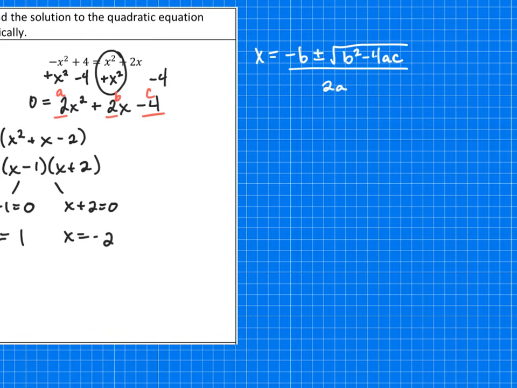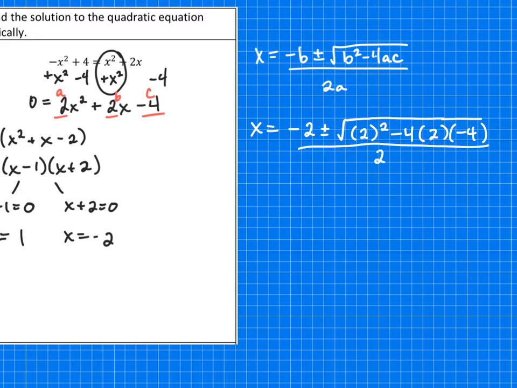All right, so x equals negative b. Our b value is 2, plus or minus the square root of 2 squared minus 4 times a, which is 2, and c, which is negative 4, all divided by 2a, which is 2. So then I want to take everything under that square root sign and simplify it.